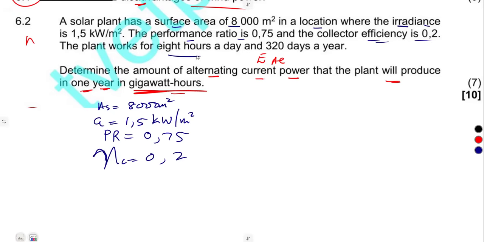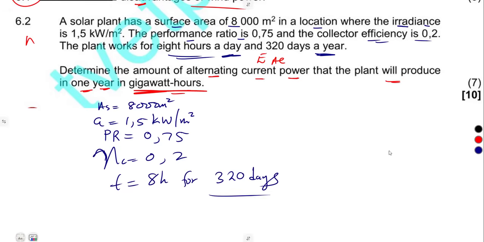The plant works for 8 hours a day for 320 days a year. So we've got the time, 8 hours for 320 days in a year. So how can we determine in this case the alternating AC? We must play around with the DC, and from the DC, try to have the AC.